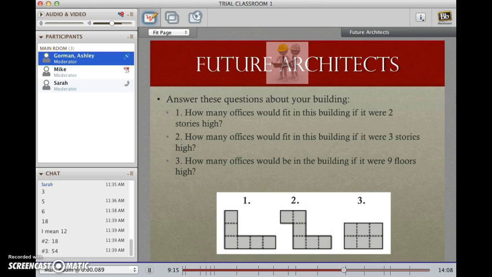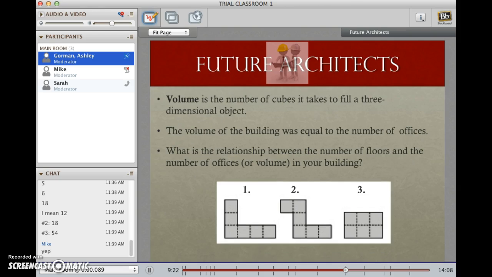Mike, you should have had the same answers because all of our first floors are starting with 6, so everybody is good on that. So what we've just done here is volume, which is the number of cubes it takes to fill a 3-dimensional object. The volume of the building was equal to the number of the offices. We're looking at what is the relationship between the number of floors and the number of office buildings or volume for your entire building. So raise your hand when you think you have an answer.